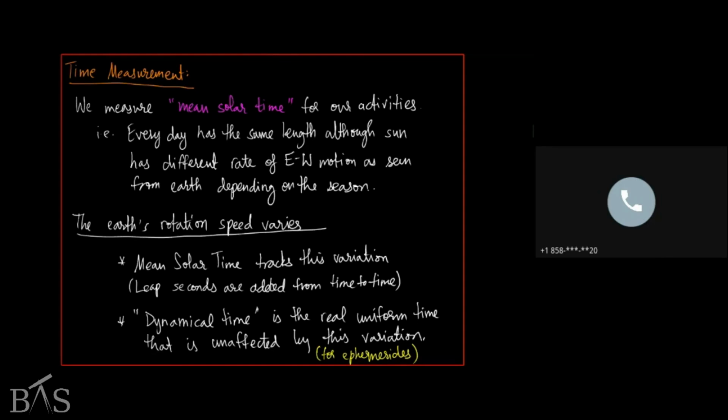We define the successive meridian transit. So let's say that there is a meridian transit today at some time, and the next meridian transit the next day, we measure that interval and we call that a solar day. The problem is the sun has different rates of east to west motions as seen from the Earth. So this time period is not constant over the year. So what they do is they average this time period over the year, and that's what we define as one day. So this way, the one day notion doesn't change over the year, even though the arrival of the sun happens at different times.